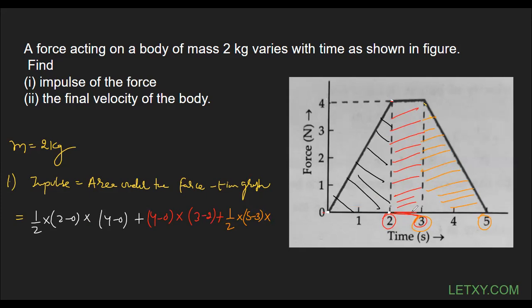I'm so sorry, this is not 3. We need to consider the vertical height. So this is the point 0. On y-axis, this point is actually 0. And this point is actually 4. So I'm going to write 4 minus 0, right? I hope you got it.